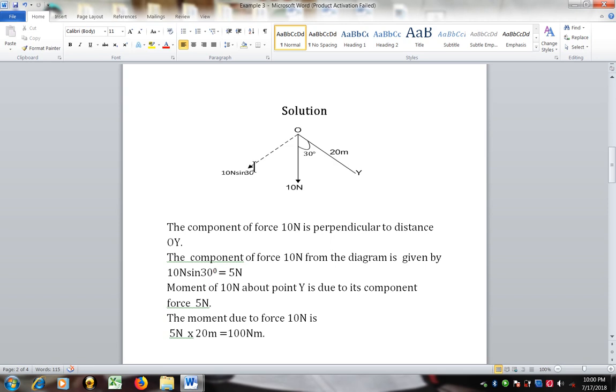So once we have gotten the 5 Newton, we have a force which is perpendicular to distance OY. So we can now find the moment of 10 Newton about point Y. Right? I hope this helps a little. You can take some of your time to read up on moment again. Just know that moment is the turning tendency of a force. That is the ability of a force to turn a body around.